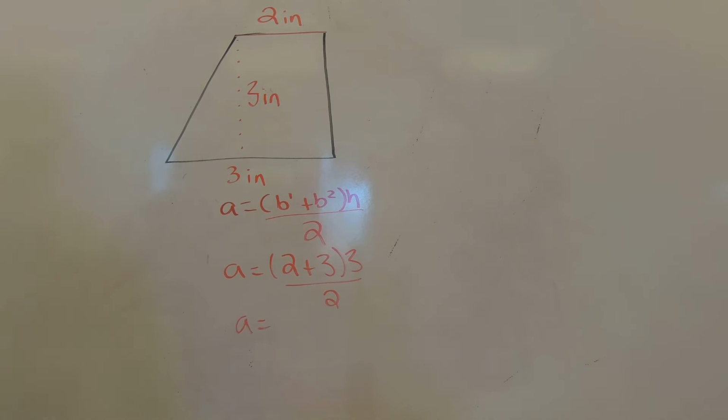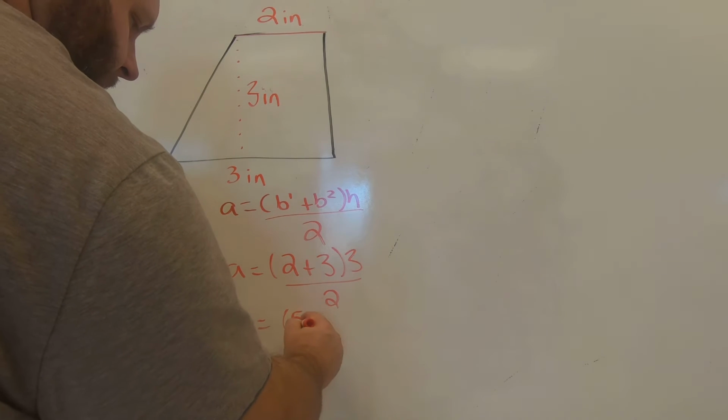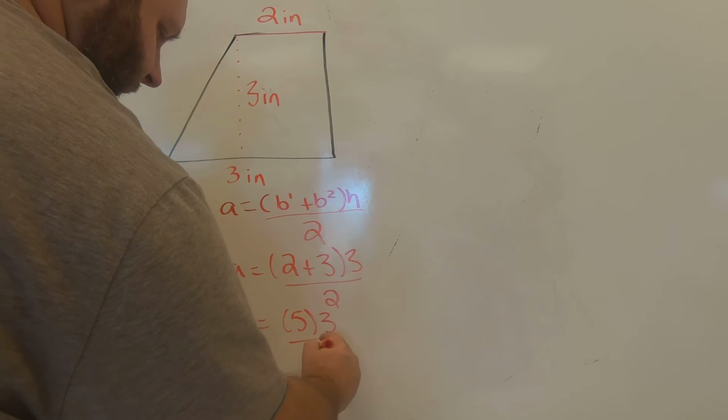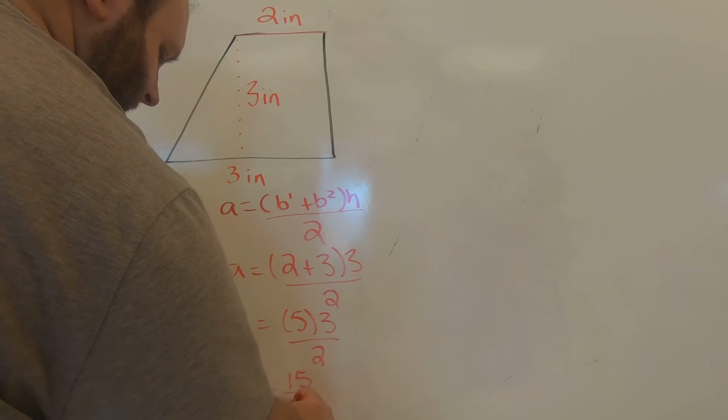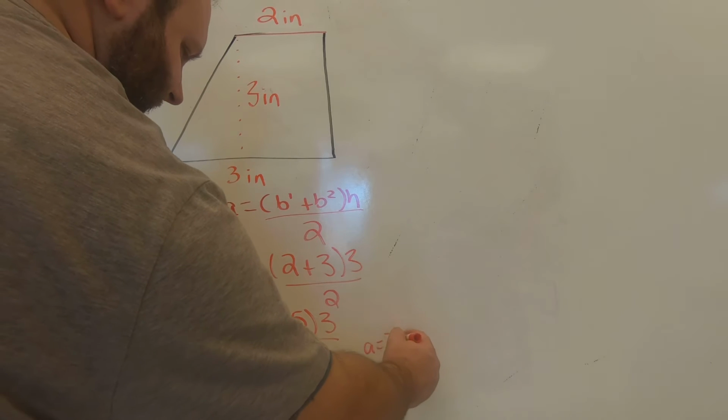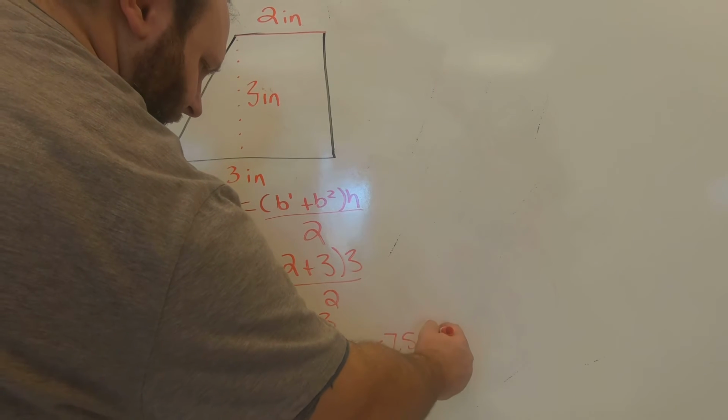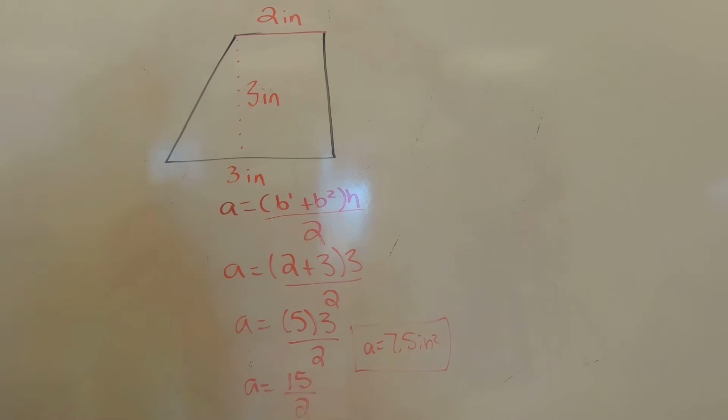2 plus 3 is 5. I'm just going to fill in the rest. 5 times 3 is 15. And 15 cut in half is 7.5 inches squared. All right, so once we have some easier numbers to work with here, instead of 1.5, 2.9, and 3.3, I simply have 3, 2, and 3, which makes it a lot easier to work with. That being said, let's go on and do number 2 together. Hopefully you're following along.